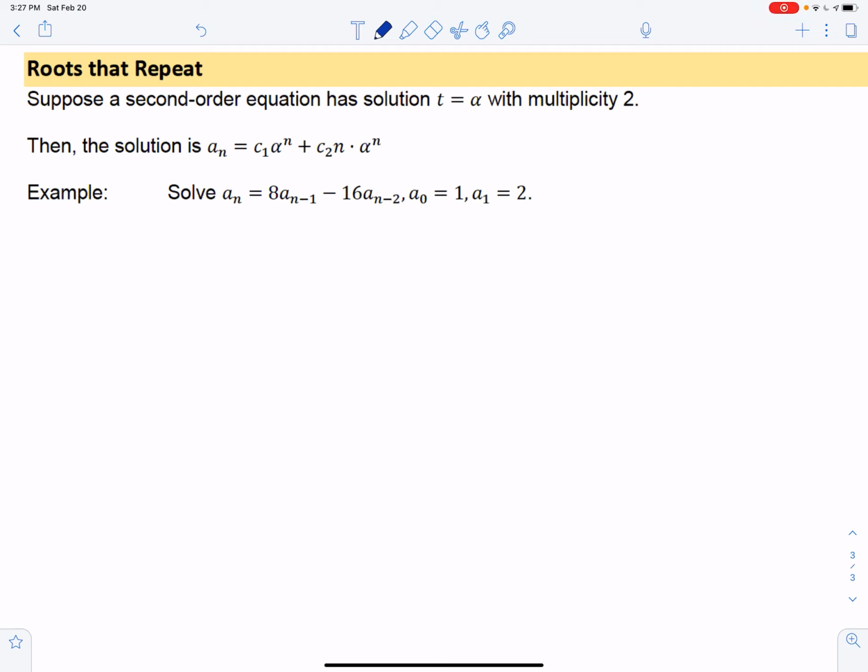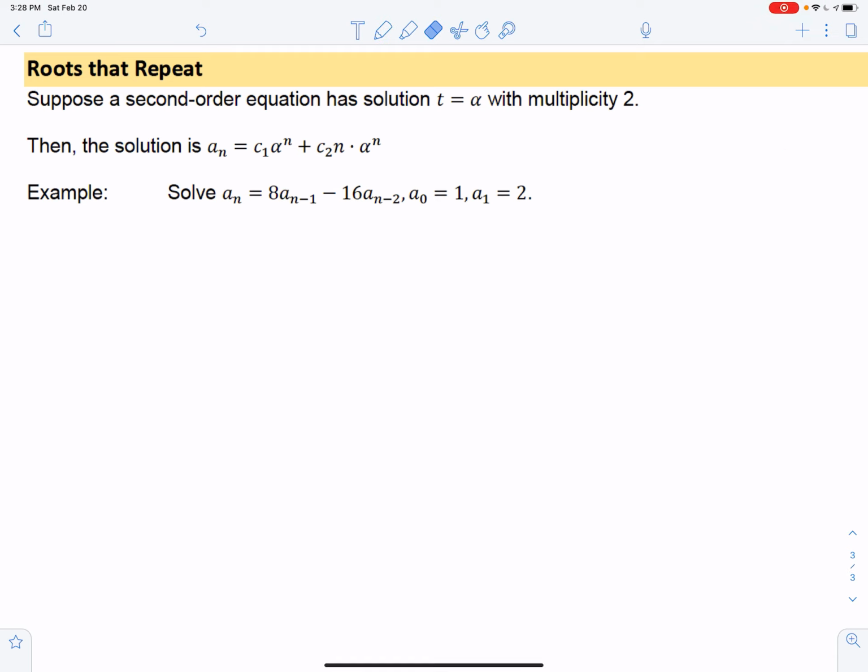Now, one case we haven't talked about is when we get a repeated root, which means basically the same solution twice. And when that happens, of course, we can't just add two things with, let's just say 3 to the n, because then if you have a times 3 to the n plus b times 3 to the n, well, that's only really one answer. You can combine those. So that's not going to work.